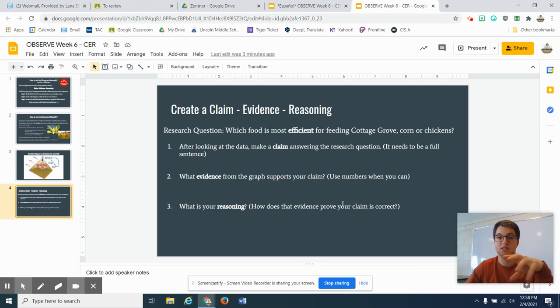Okay, and then reasoning is where we explain ourselves. We use some scientific principles that we know. We use some science ideas. We explain why our evidence proves our claim.